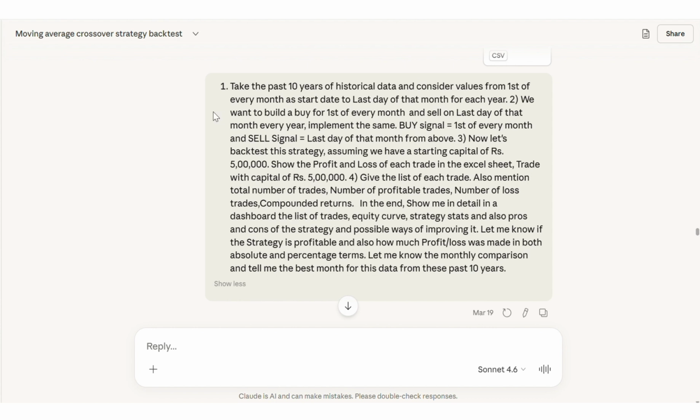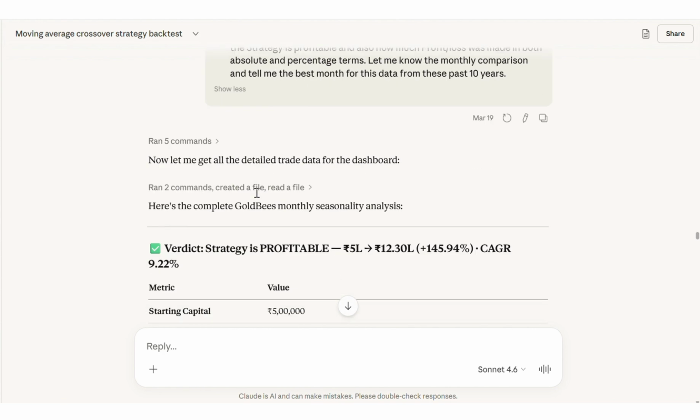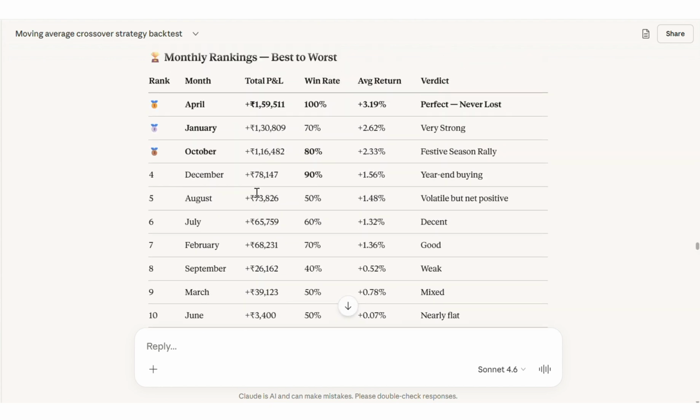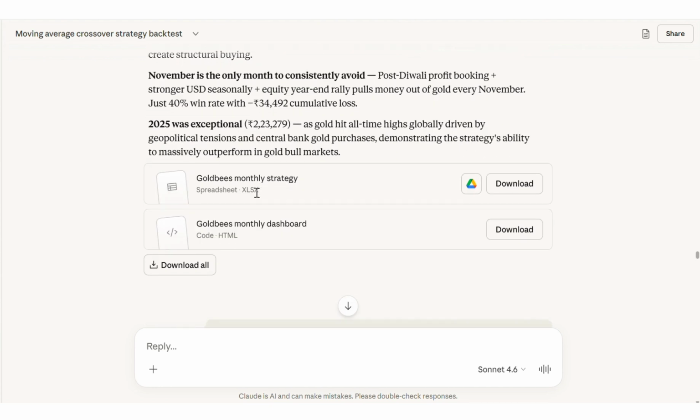So now we will simply go, because I already ran this command, and as we saw that particular data table, at the bottom you can see the download option, the GoldBees monthly dashboard, right? And the monthly strategy. So you can find it in both the Excel sheet and the dashboard.